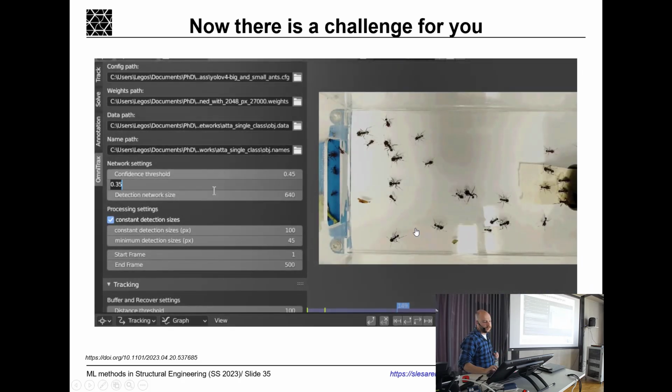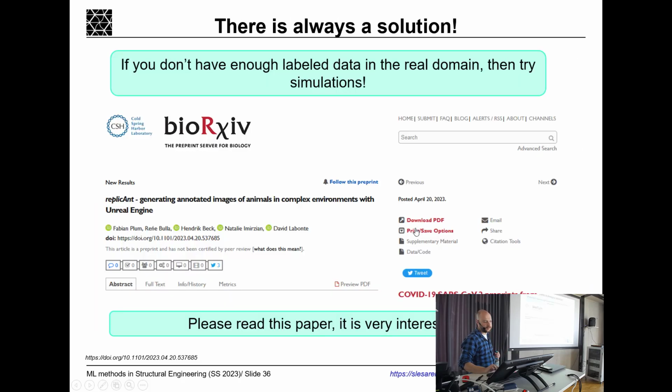Okay, so that's the beauty of ants. There is always a solution to your problem of not enough data, and one of the good solutions, if you don't have enough labeled data in the real domain, is that you can try simulations. So please read this paper. It's very recent, 2023, as you can see, and it's really well written. It's really, really exciting reading.